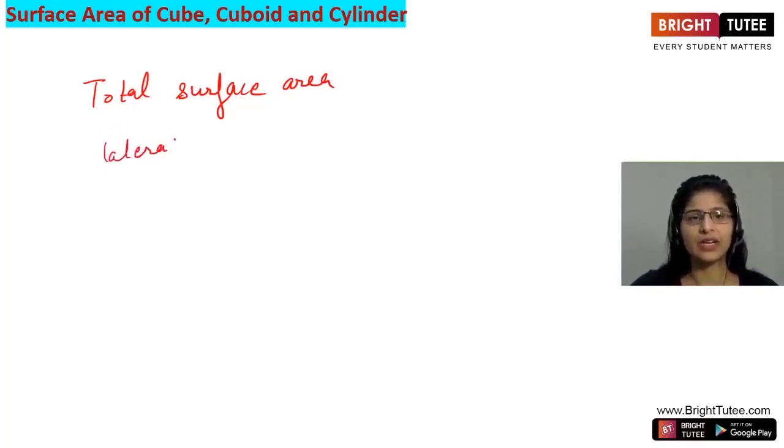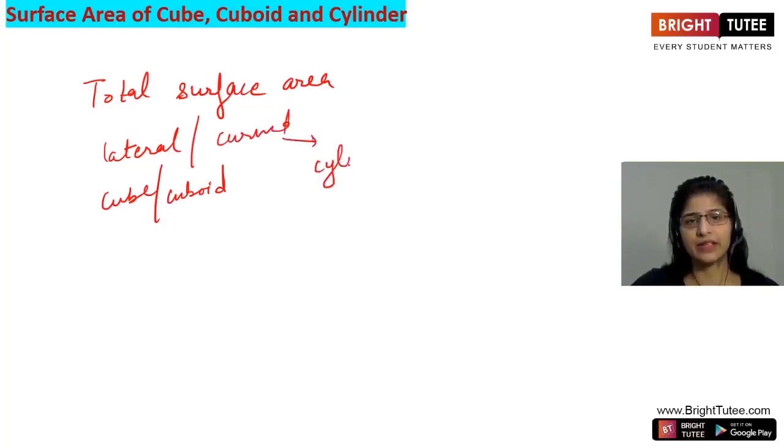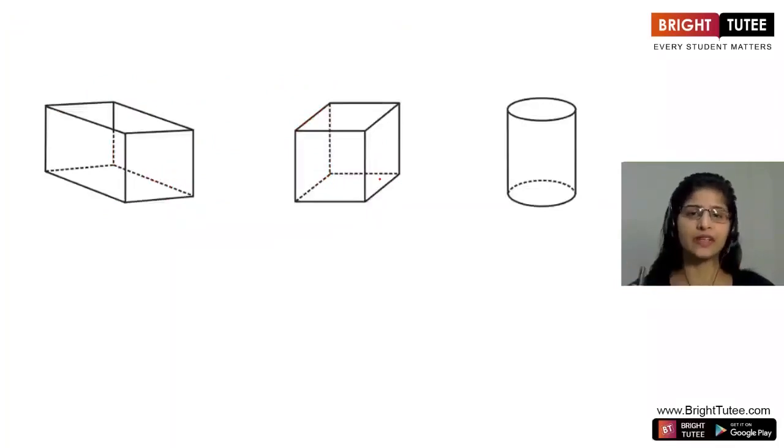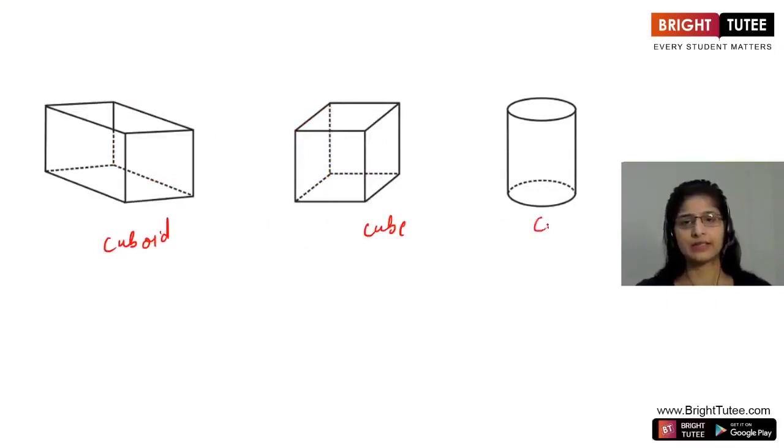We have lateral in case of cube and cuboid, right? And curved in case of cylinder. So what are these kinds of areas? What is the difference between these two terms, and how do we find total surface area and lateral surface area? Of these three figures we are going to learn. The first one is a cuboid, the second is a cube, and the third is a cylinder.